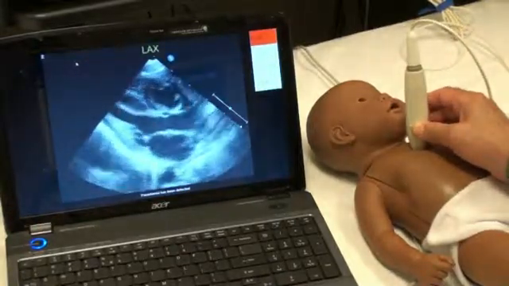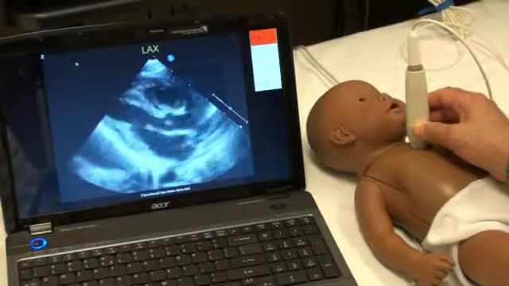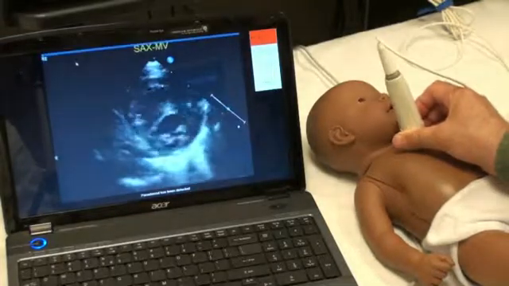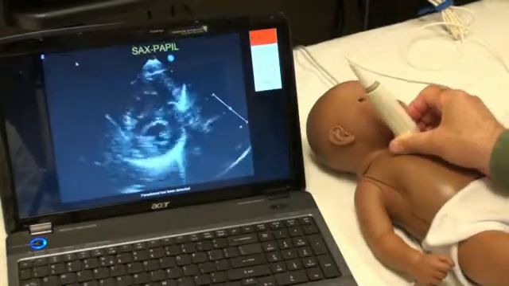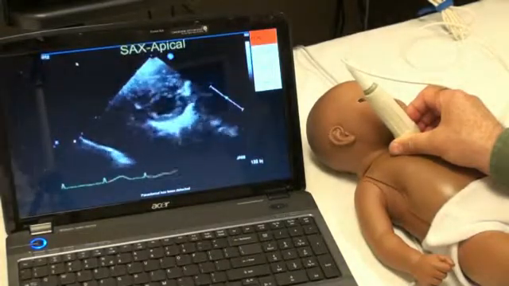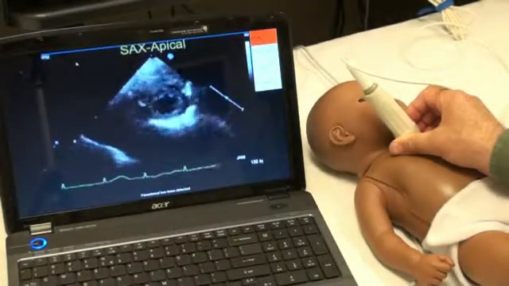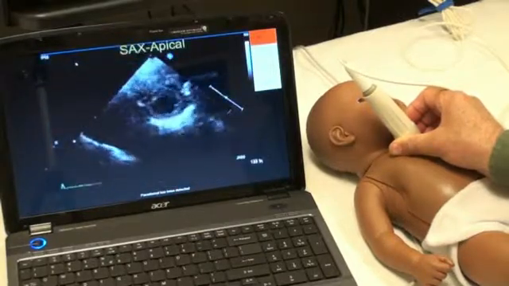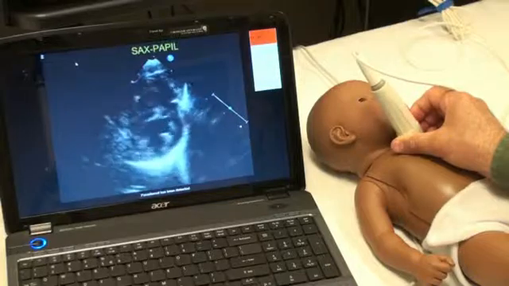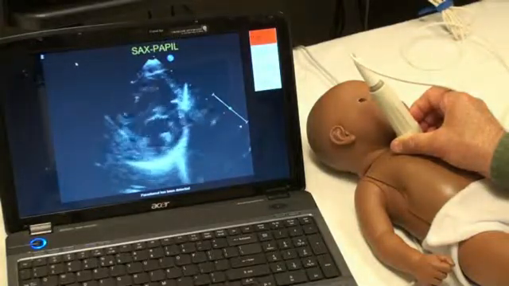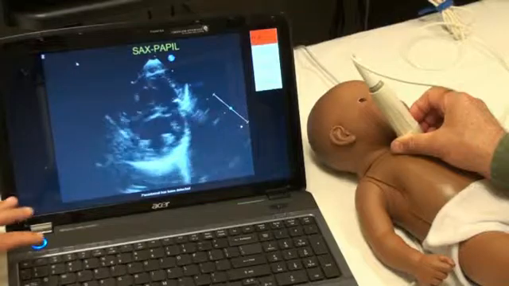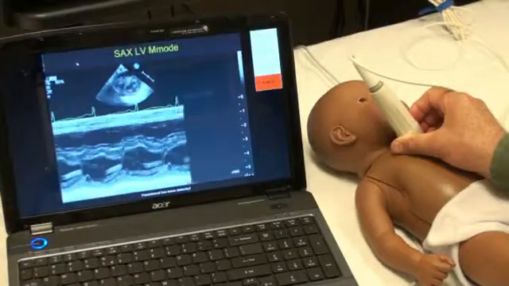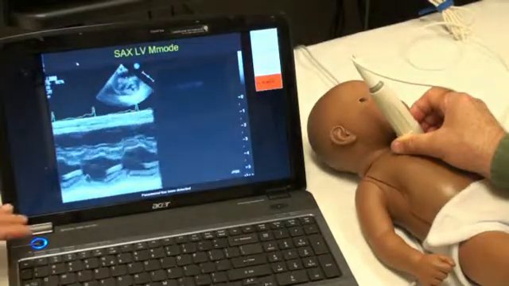Now, rotation clockwise 90 degrees for the short axis view. And tilting all the way to the apex. This is short axis LV apex. And then moving to the level of the papillary muscles. In the short axis view, we can do M mode here, for measurement purposes.